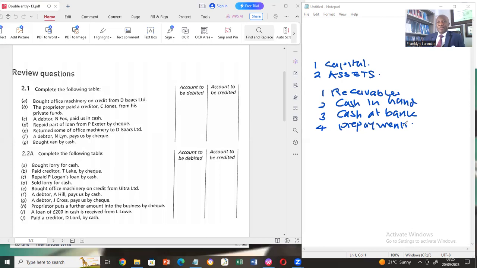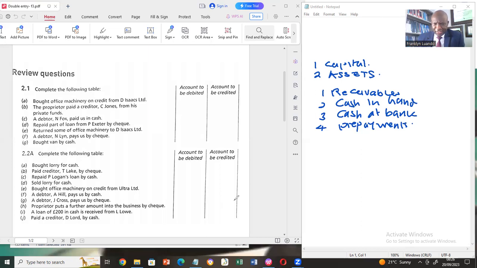Receivables are those individuals and companies who owe us money for buying goods on credit. So those who buy goods on credit from us are referred to as receivables. Cash in hand, that is the money that we have in the business. Cash at bank, that is the money that we have with the bank. Prepayments, these are amounts paid in advance for services. For example, rent paid in advance. It's a current asset because we have not yet enjoyed the service. So those are the examples of current assets.